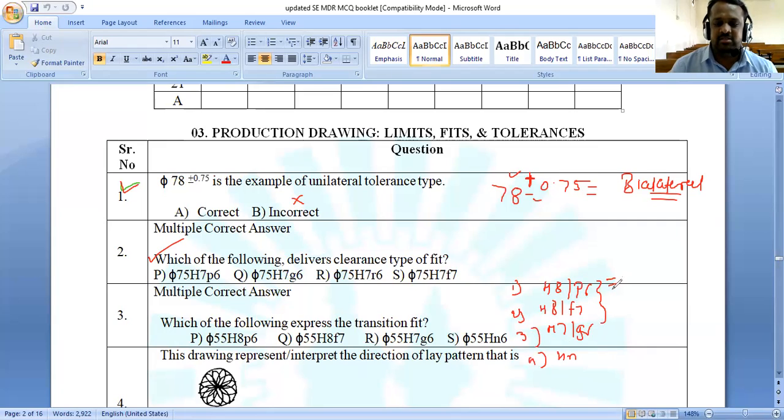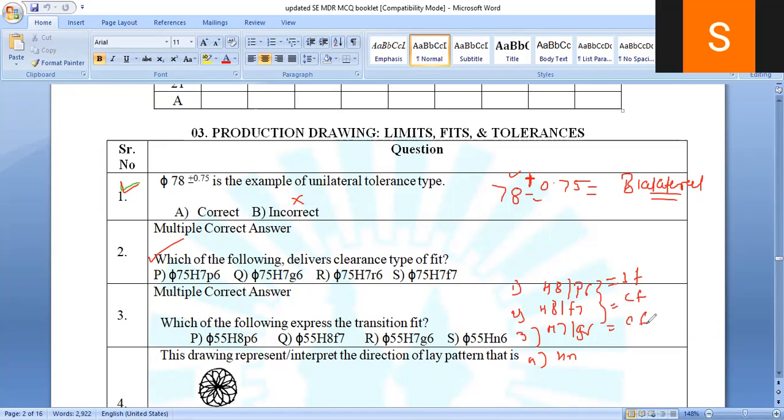What is this fit? Interference. It is the interference. It is the clearance, no? Clearance. And it is again clearance. Okay, so we have to express transition fit. Transition fit is not shown here. It is transition, no? Interference. It is interference. There is some mistake here. Okay, maybe it could be like this.